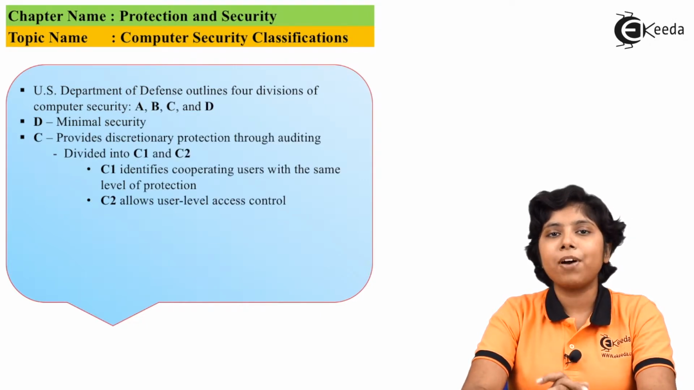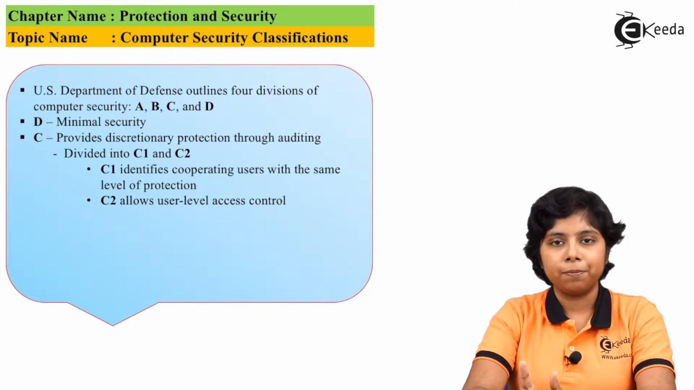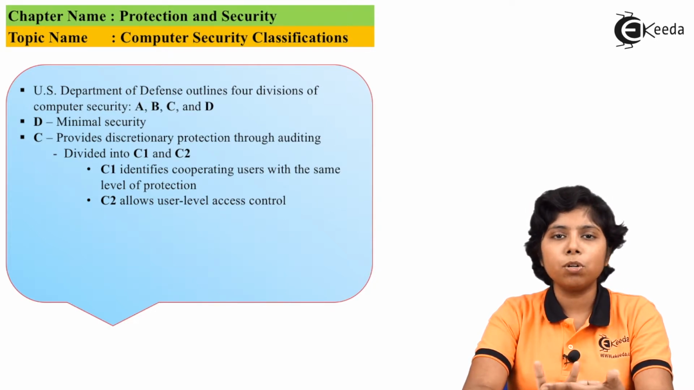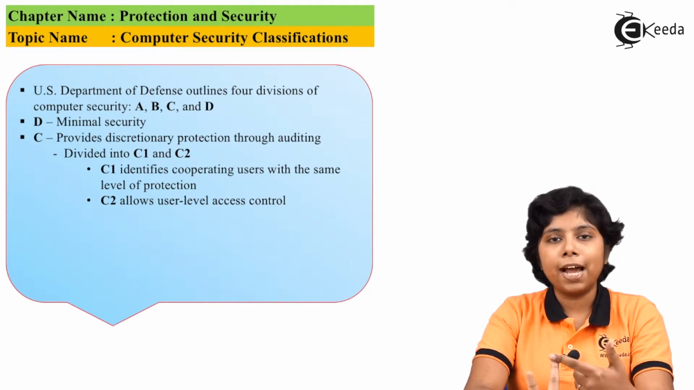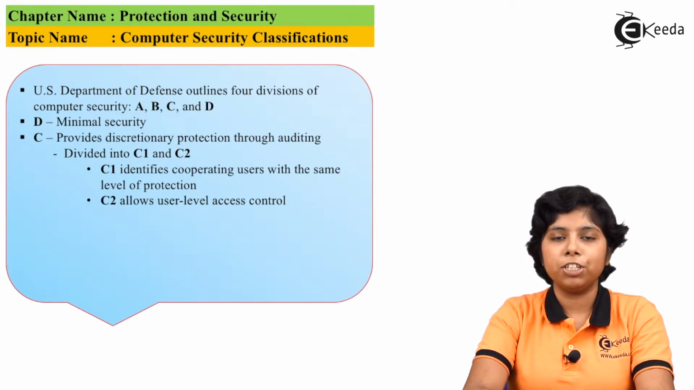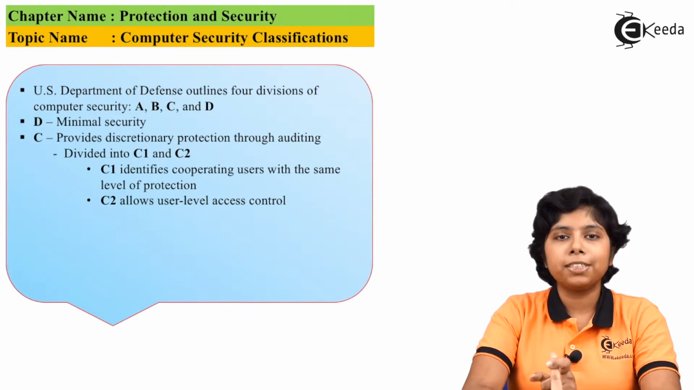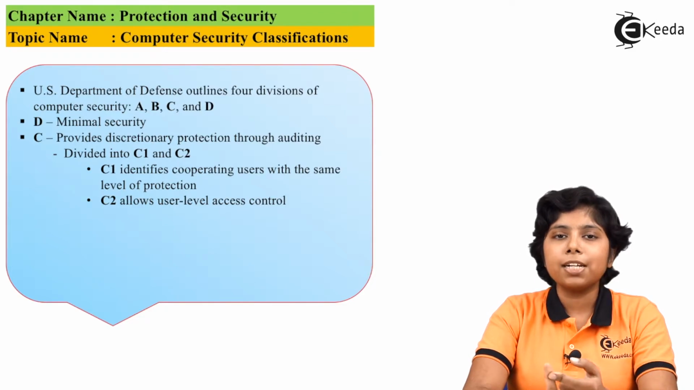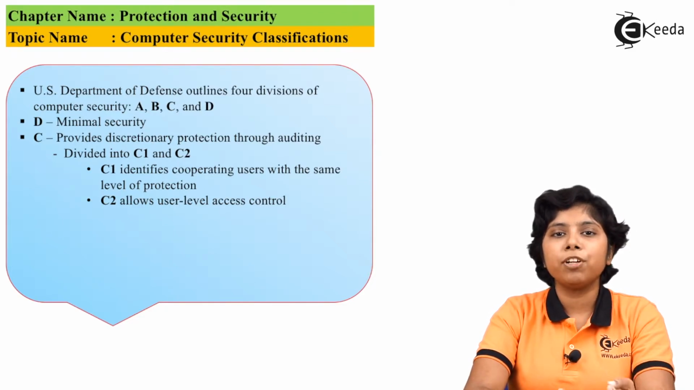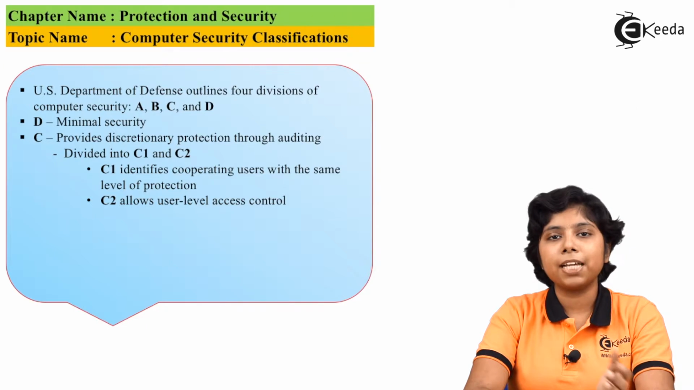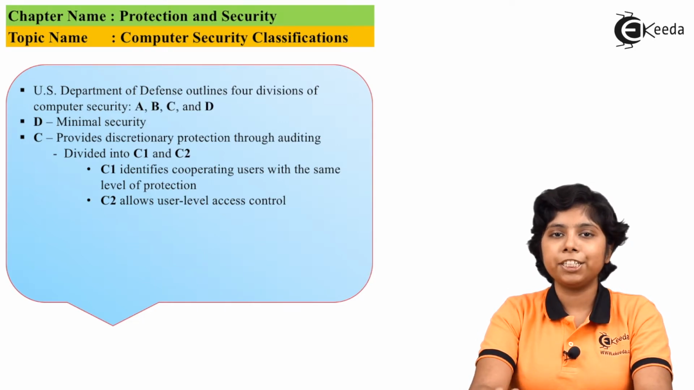Class C provides security for user authentication and granting of access on the basis of auditing capabilities. So this class generally has 2 divisions, C1 and C2. First we will talk about C1. The C1 class considers each user's individual access and then denies or grants this access depending on the user's authentication. So individual user authentication is done on the basis of class C1.